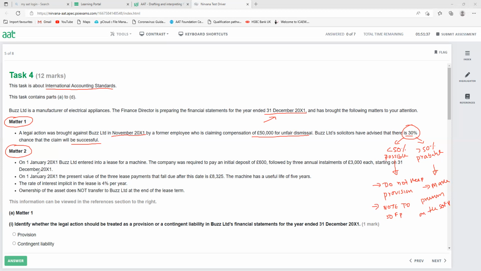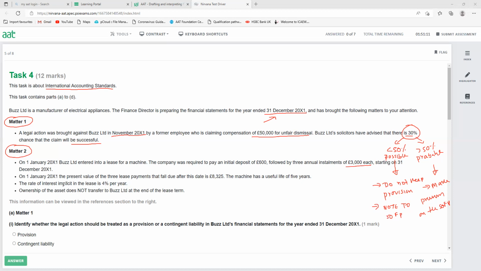The second matter we have here: on 1st January 2011, B Limited entered into a lease for a machine. The company was required to pay an initial deposit of £600, followed by 3 annual installments of 3,000 each. So 3 times 3,000, they have to pay 9,000, starting on 31st of December 2011.